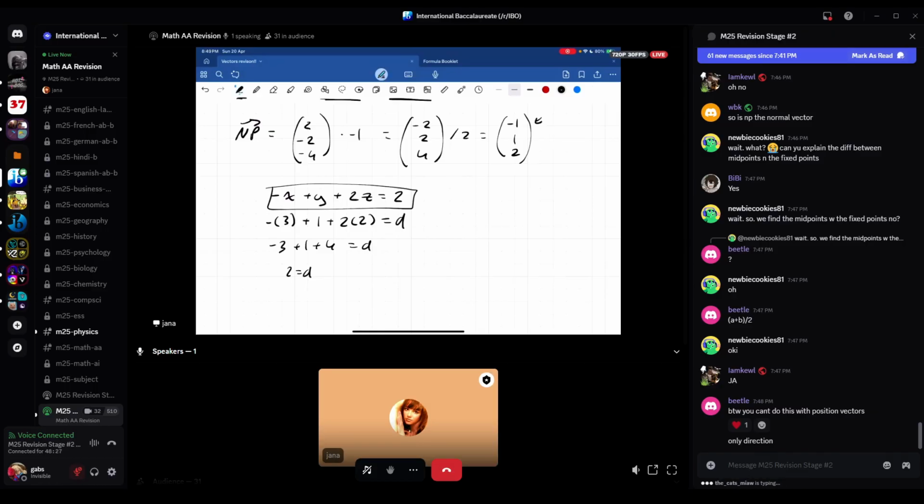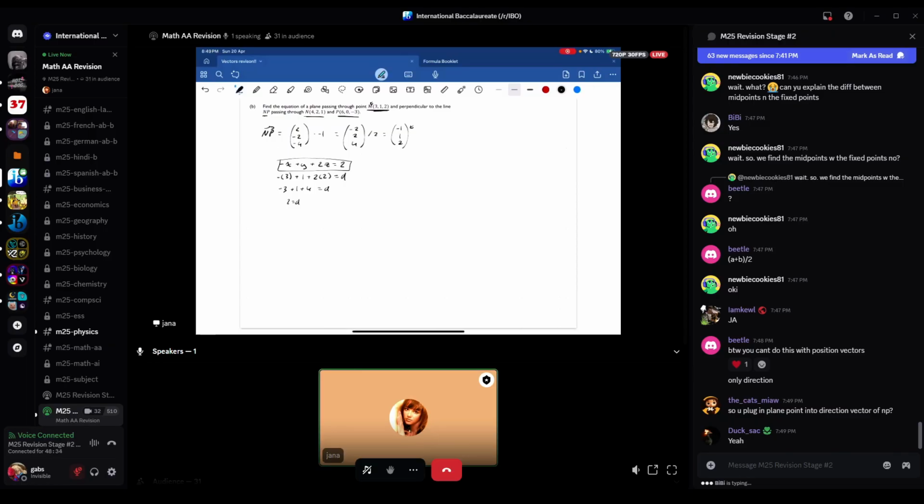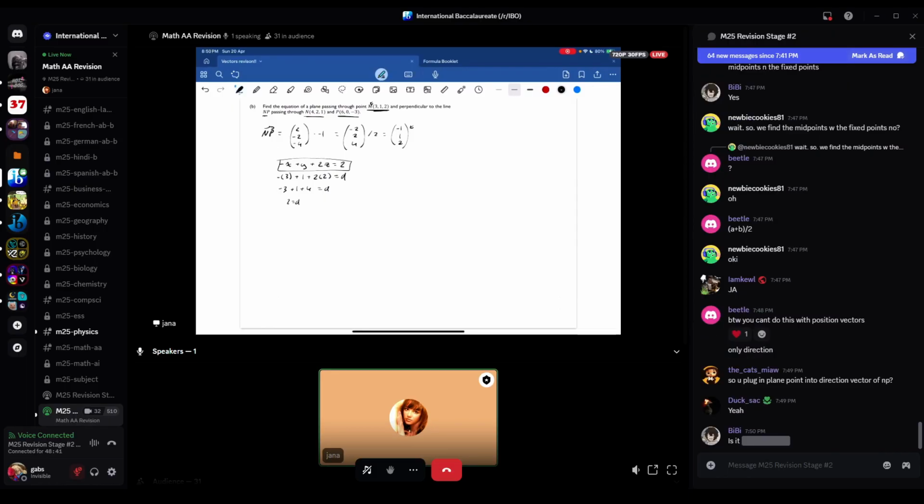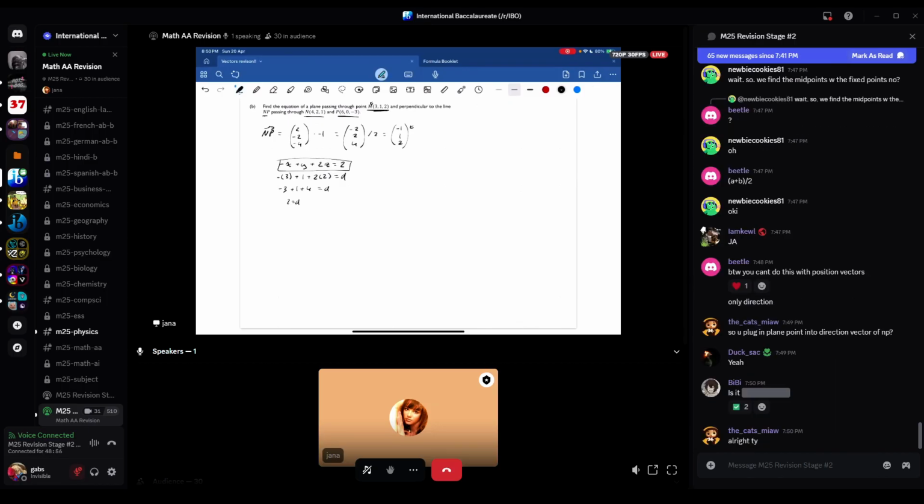Make sense? I'm just going to move on for now. Plug the plane's point into the direction vector of NP. Well, in the Cartesian equation of a plane, that's where you put in the point. Yeah, that's the same thing. All good. I just divided it so that the numbers would be a little bit nicer. Oh, wait, is it the same thing? Yes, it is. Sorry, I was working with different numbers. All good. You're fine.